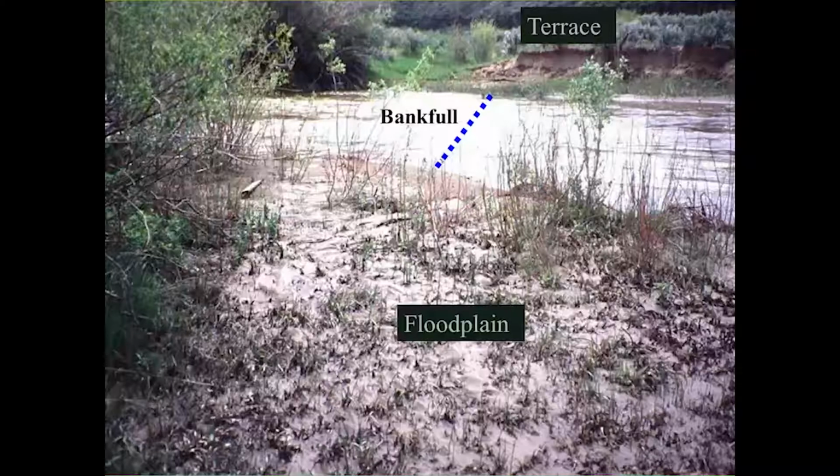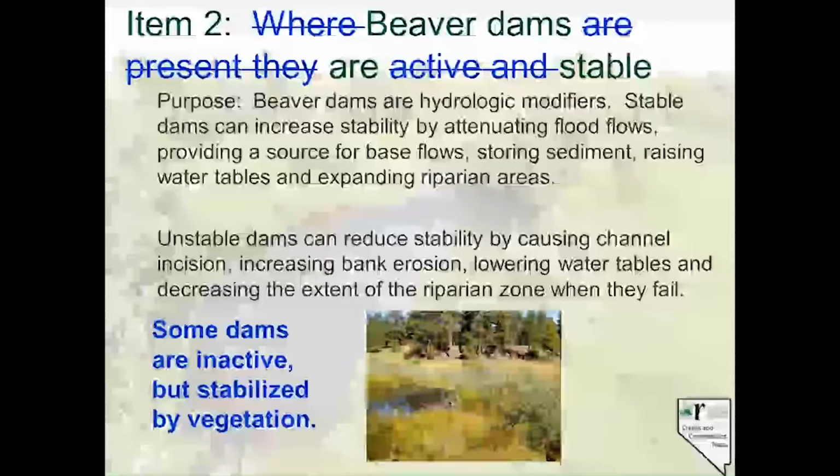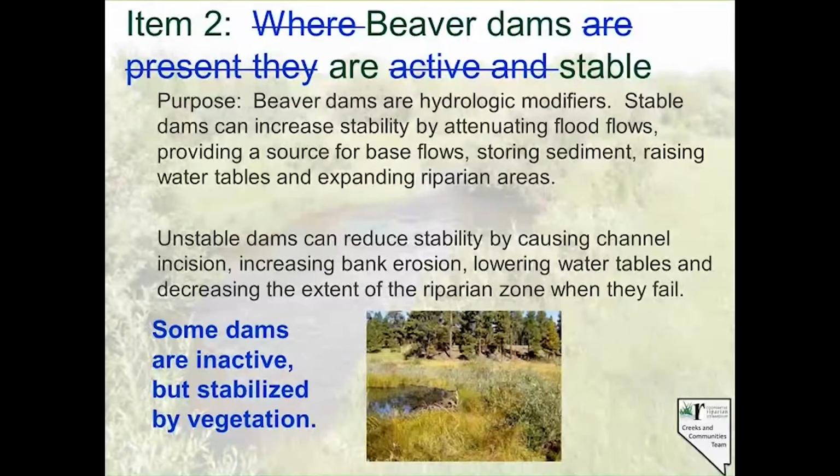So item number 2, again, the blue struck-out words are how the question used to be worded. What's left in green is how it's now worded. So it currently says beaver dams are stable. It used to say where beaver dams are present, they are active or are stable. But if beaver dams aren't there, you can basically say it's an NA because it's not a risk factor for the site.